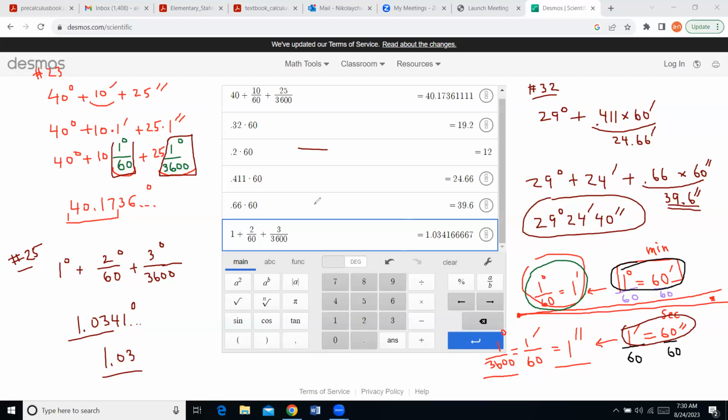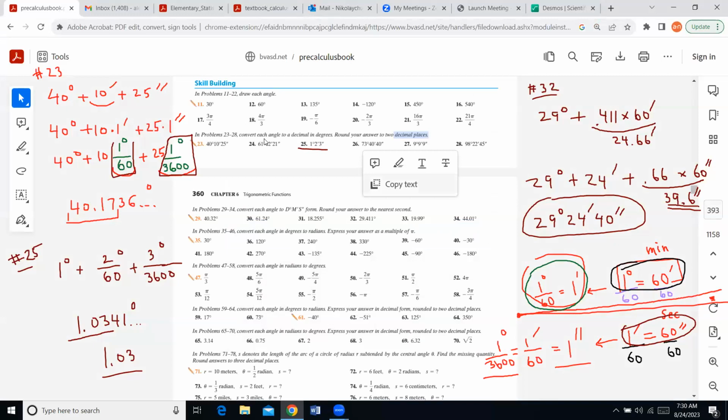So I'd like you to try an analogous exercise. I think the nice one here will be problem number 27 that has 9 degrees, 9 minutes, and 9 seconds. So the advice is look at what I did in problem 25. I divided by 60 and then divided by 3600 and put them all together in a calculator.